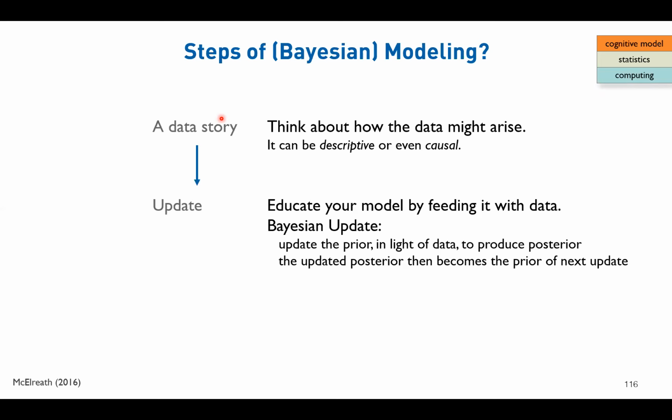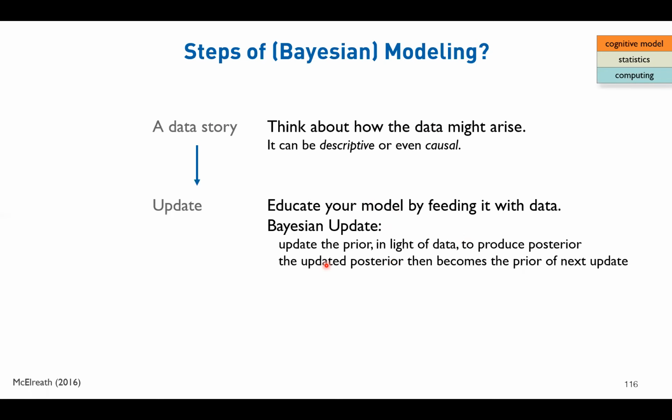So there are data now. You update the prior and the model given the coming data, given the observed data. Because we are interested in the P of theta given data, right? We have to consider the observations. After the observations, what is the probability of the parameter? So here you educate your model by feeding it with the data, you do the Bayesian updates. Update the prior in light of the data to produce the posterior. And so the updated prior becomes the posterior, which then becomes the prior of the next update.